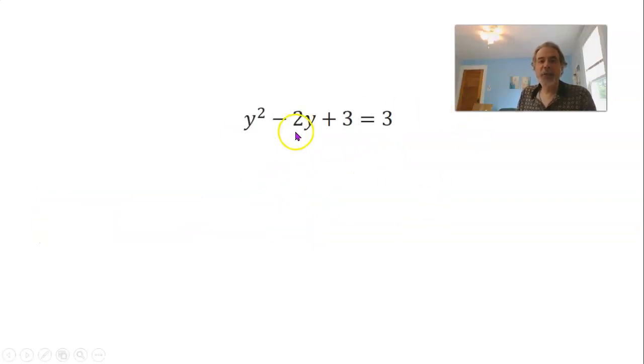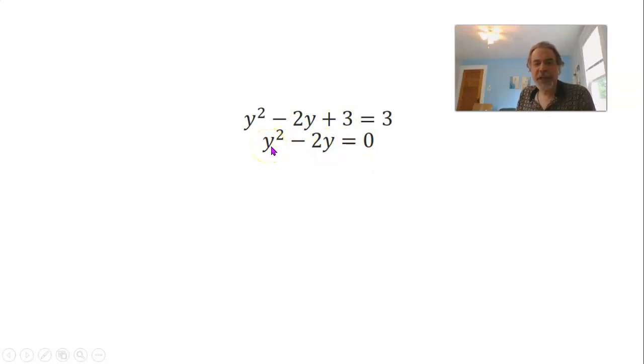Next example, y squared minus 2y plus 3 equals 3. Do we have a 0 on one side? Well, no, we don't. We have a 3. How do we get rid of a 3? By subtracting 3 on both sides. So subtract 3 on both sides and you get y squared minus 2y equals 0. Now we're supposed to factor this.